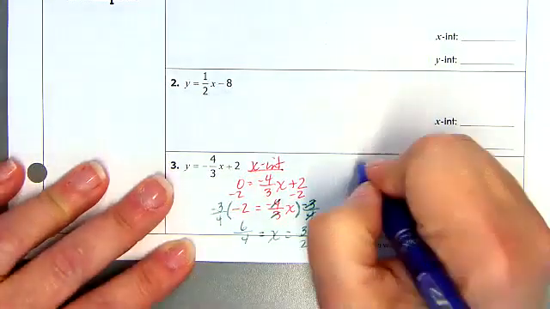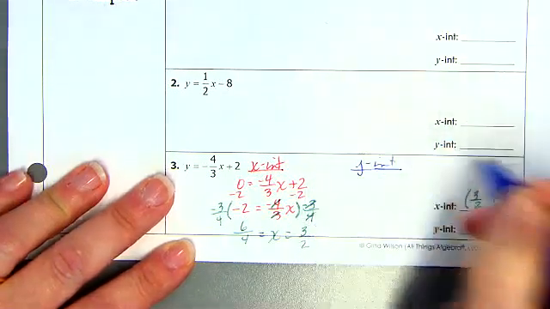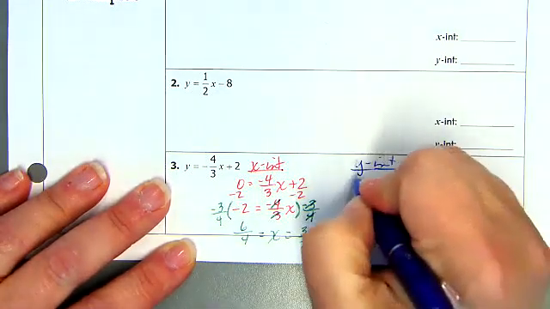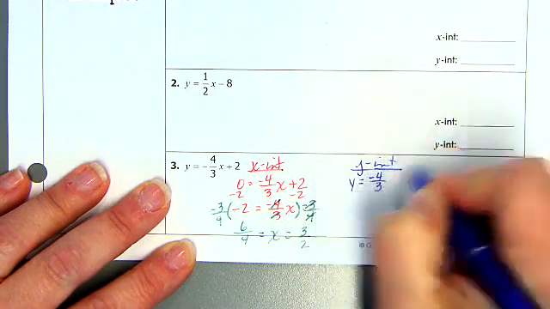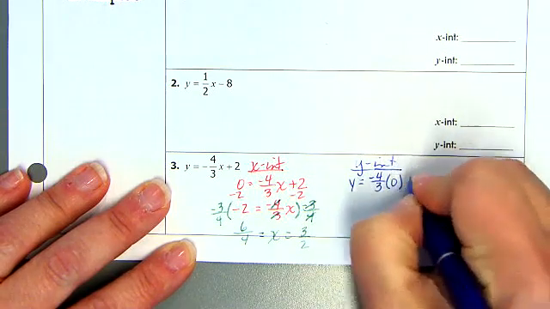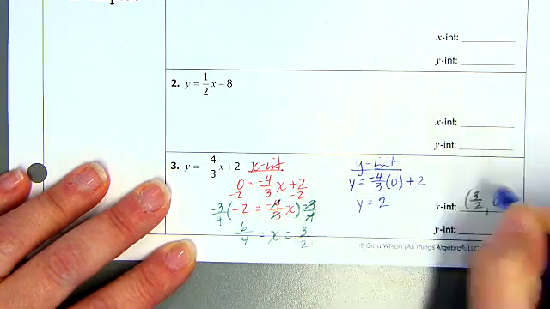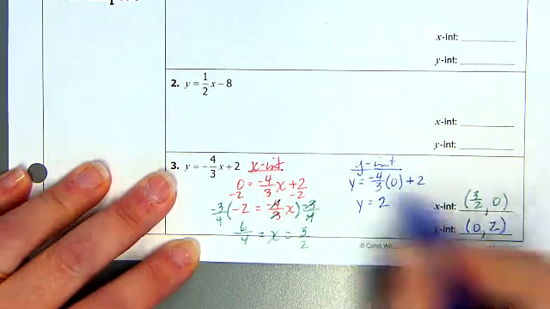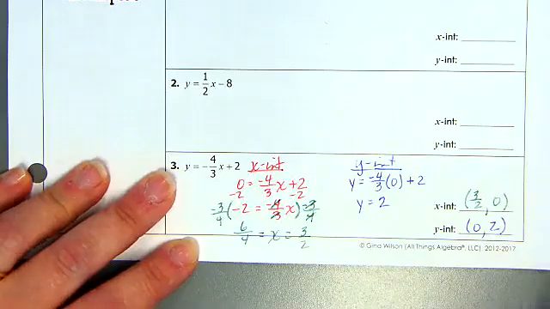Excuse me. And then the y-intercept, plug in. So I'm going to have y equals negative 4/3 times 3. And I plug in 0 for x. And we solve. So this is going to give me y equals 2. So my y-intercept is (0, 2), because anything times 0 is 0, and then 0 plus 2 is 2.